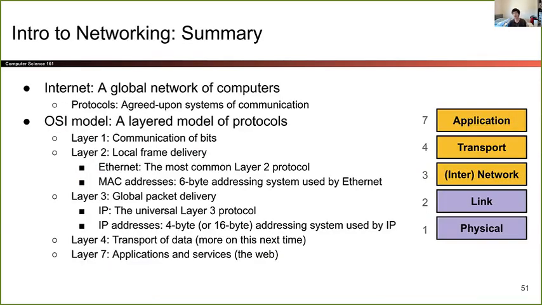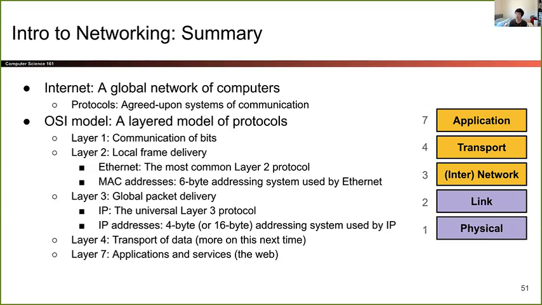So as a summary, we talked about the internet, which is a global network of computers that can all communicate with each other. They have protocols, which are agreed upon systems of communications in order to be able to speak with one another and actually understand what they're saying. The model that we're using is the OSI model, which layers together a bunch of protocols to eventually achieve what we call the internet. Layer 1 is the communication of bits. Layer 2 turns this into local frame delivery to anyone else on my network. The protocol that we talked about was Ethernet, and that uses MAC addresses to address local devices.